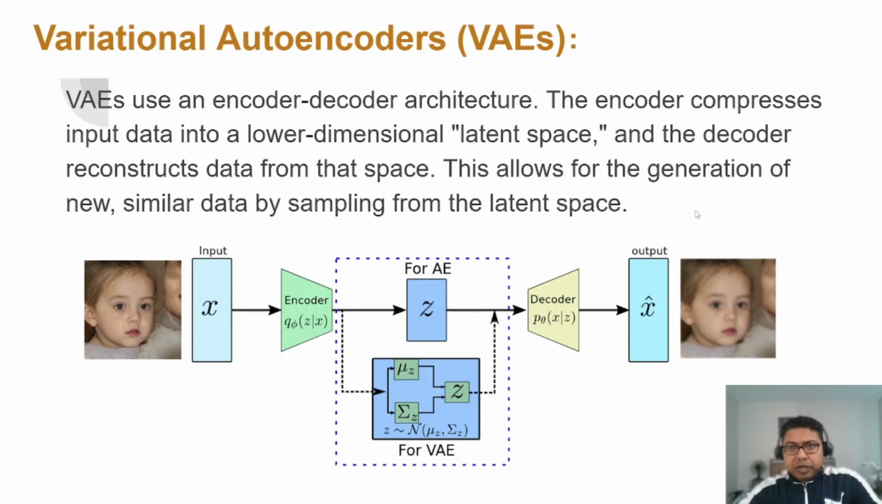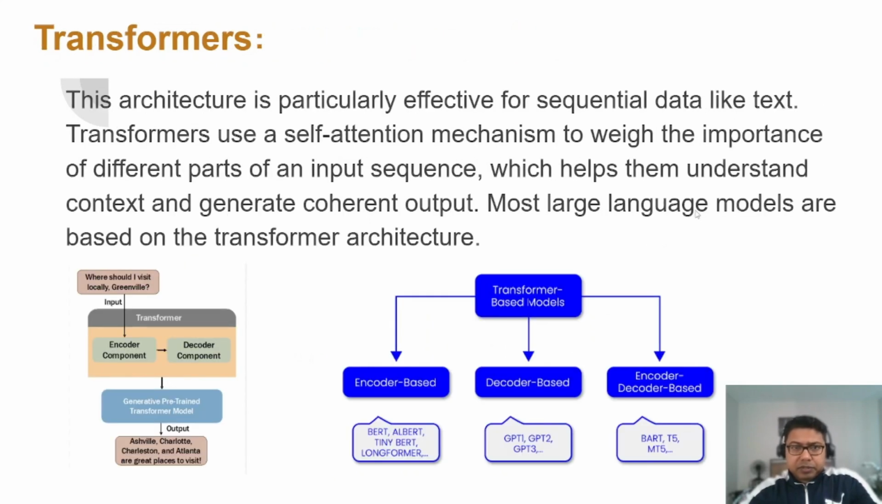Okay, we'll move on to the next one. Transformers. This is interesting. This architecture is particularly effective for sequential data like text. So basically most of our LLMs are now using these transformers to generate text. So how does it generate the text?